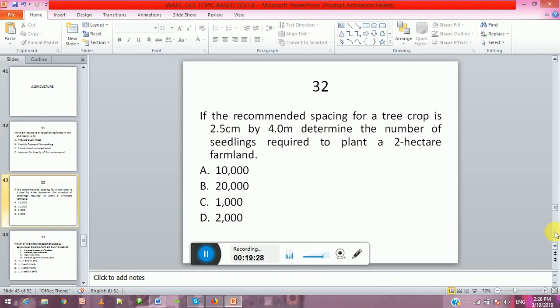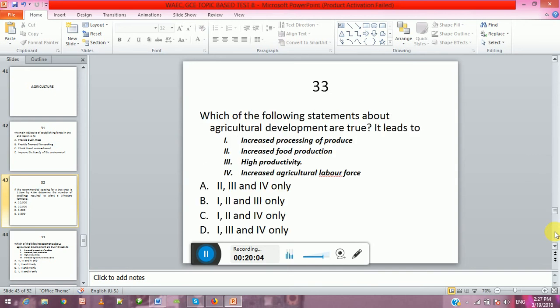If the recommended spacing for a tree crop is 2.5 m by 4 meters, determine the number of seedlings required to plant a 2-hectare farmland. A, 10,000, B, 20,000, C, 1,000, D, 2,000.